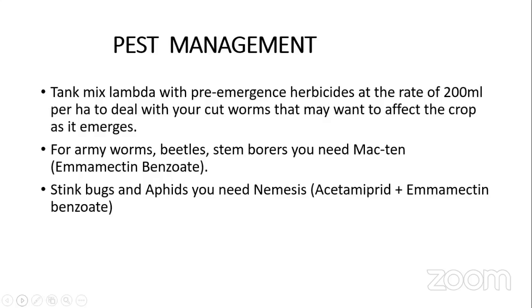Right. In terms of pest management, you also need to make sure that as soon as you plant, you put your seed down, you would have dealt with the issue of pests. So normally, as your seedling will emerge, there are some cutworms who are actually going to come in, and then they are going to cut on the stems. And obviously, that will actually affect your crop stand or your crop establishment. So the best way to make sure that you deal with this problem is that when you are applying your pre-emergence herbicide, that is after planting but before your crop emerges, you mix lambda together with the pre-emergence herbicide at the rate of 200 ml per hectare, so that you deal with your cutworms that may want to affect the crop as it emerges.